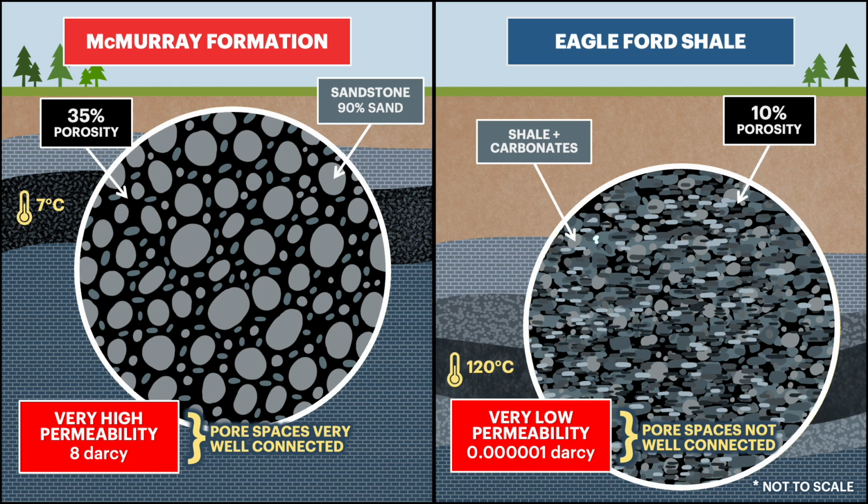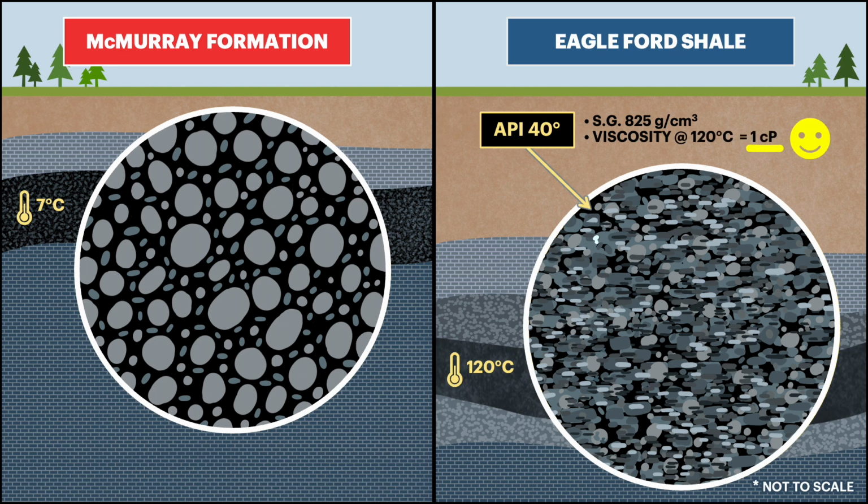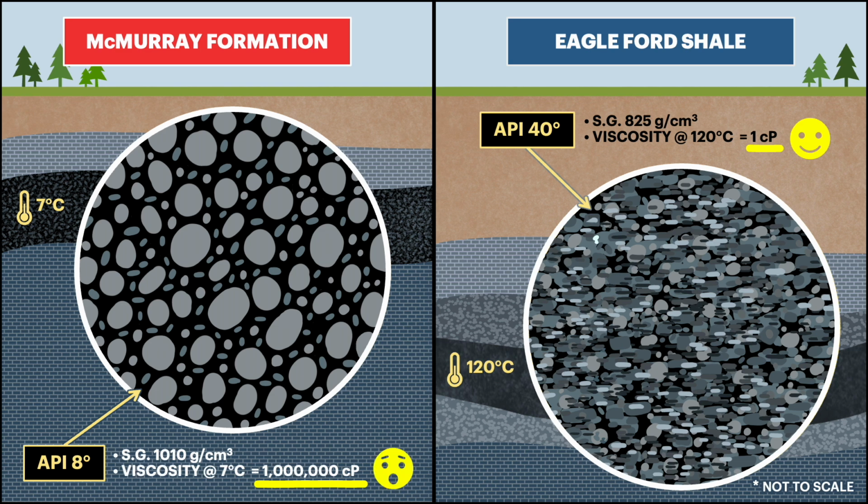Now let's take a look at the oil contained in that rock. Eagle Ford contains a very light oil, and since the formation is relatively warm, the oil has a very low viscosity and therefore flows very easily. Oil in the McMurray Formation is in the form of bitumen, which is an extra heavy oil, and the reservoir is also a lot cooler, which means viscosity is off the charts. Bitumen is almost solid at low temperatures, so it's definitely not moving anywhere.